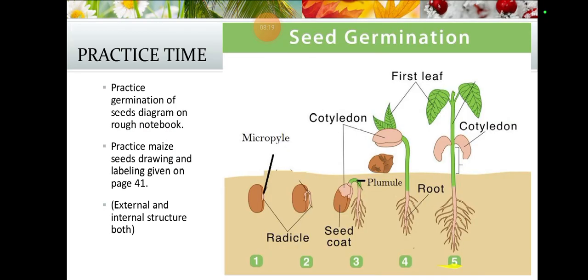Okay, so practice time. Practice germination of seeds on a rough copy. Practice seed drawing and labeling given on page number 41 of the National Book Curriculum Federal Board Grade 5 Science Notebook. External and internal both structures. So here you can see, it's the micropyle and then it turns to the radicle, and then the seed coat, and cotyledons come, and plumule and roots come out, and then the cotyledon is this and the first leaf forms.